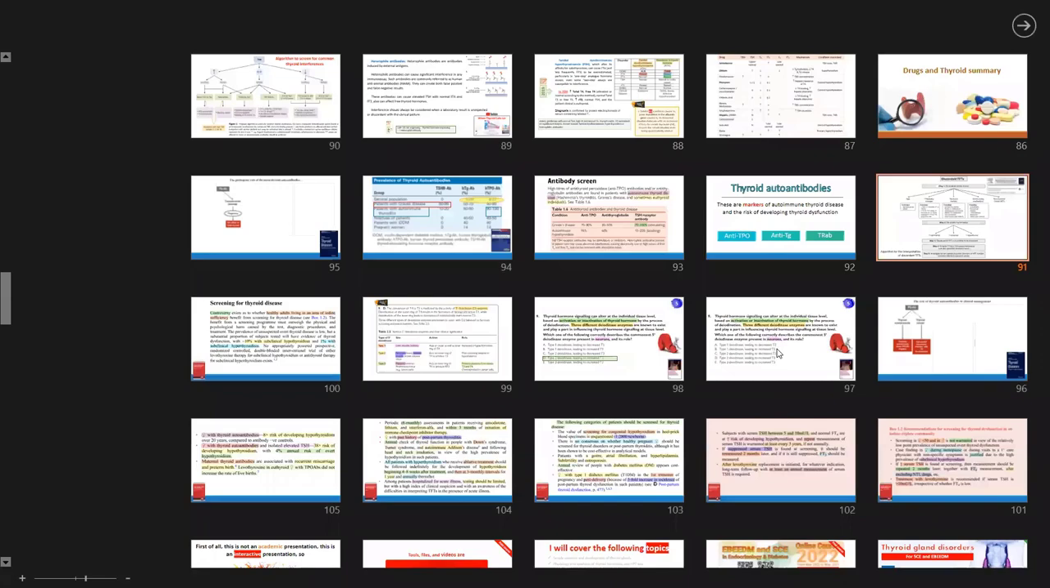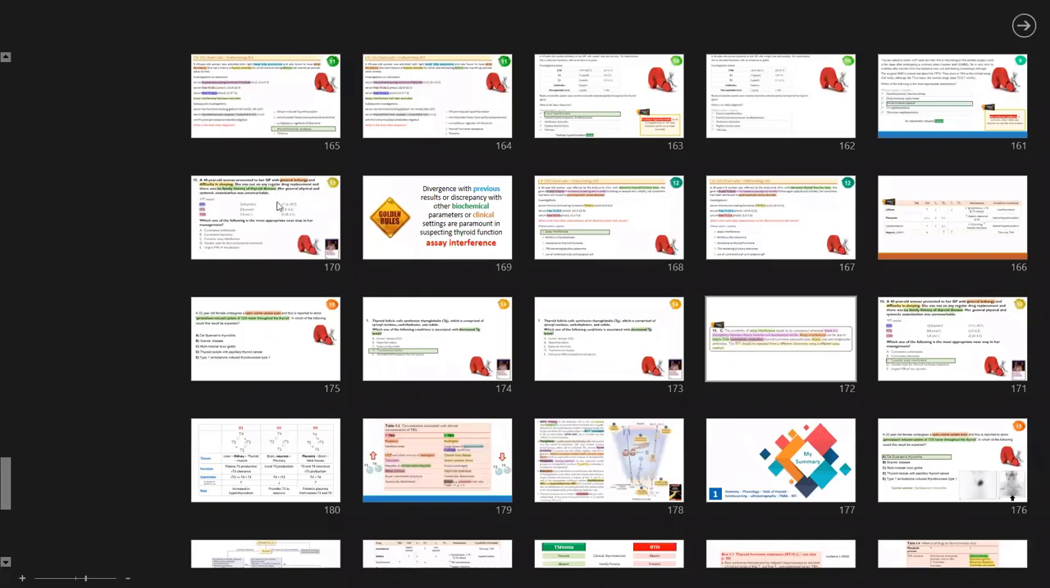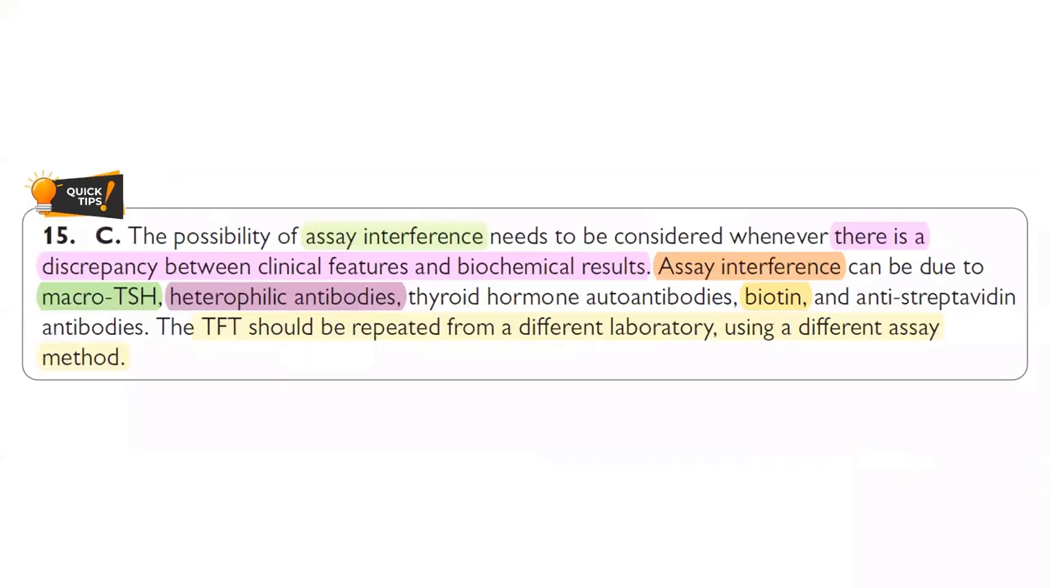You need to repeat the thyroid function test in another lab. So in this case, you need to consider assay interference. As I mentioned, the possibility of assay interference needs to be considered whenever there is a discrepancy between the clinical feature and the biochemical result. Assay interference can be due to macro-TSH, heterophilic antibodies, thyroid hormone antibodies, or biotin. Don't forget that biotin will lead to decreased TSH with elevation of the thyroid hormone, which mimics hyperthyroidism. Macro-TSH and heterophilic antibodies can affect the TSH, causing elevation of the TSH. The thyroid function test should be repeated in a different laboratory using a different assay method.